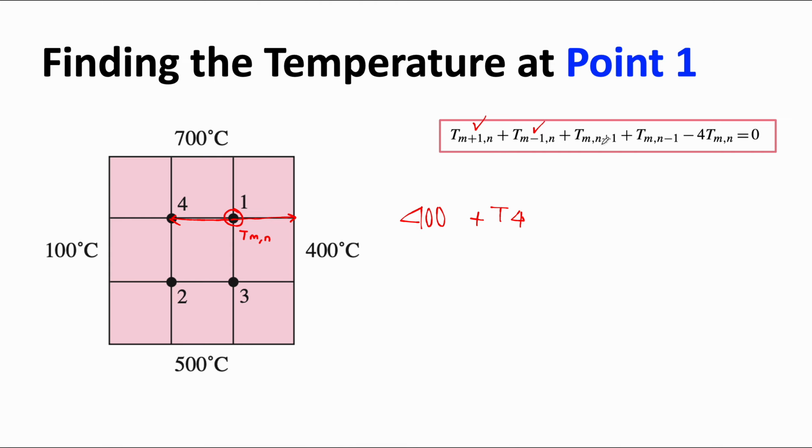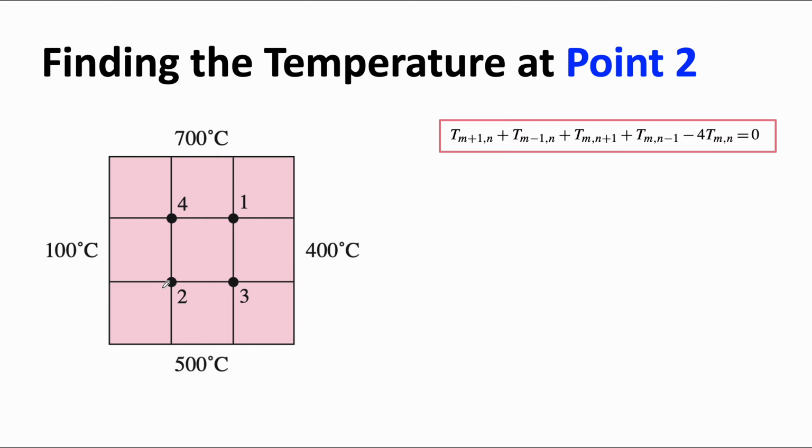This is checked, plus Tm n plus 1. In this case, m is not moving, but n is moving, and it's plus 1, so we're going to the top. So it's plus 700, that's checked. Lastly, Tm n minus 1, so n is going down because it's minus 1, so plus T3. This is checked. And lastly, since we are finding the temperature at point 1, that's our origin point and our Tmn, so it's minus 4 Tmn, and Tmn is just T1. So we write down minus 4 T1, equals 0. This is our first equation to find the temperature at point 1.